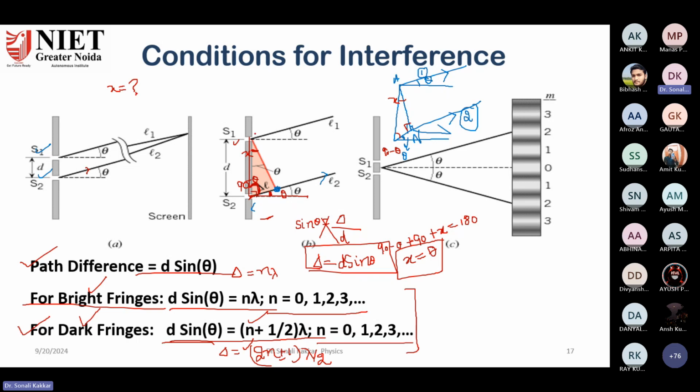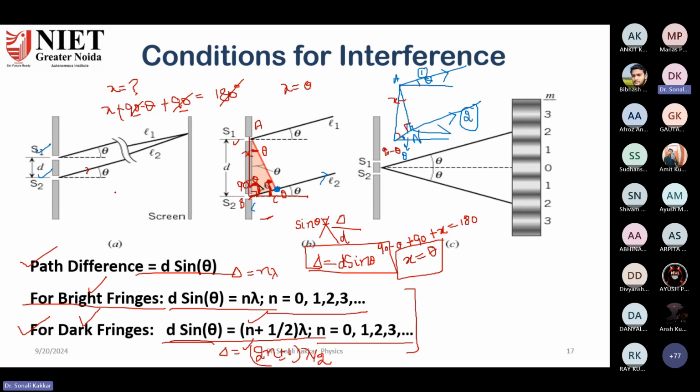We know in a triangle ABC, the sum of angles is 180 degrees. So x plus this angle, which is 90 minus theta, plus this, which is a right angle triangle, so this angle is 90 degrees, is equal to 180 degrees. 90 plus 90 will be 180, so this will be cancelled on both sides. Hence x is equal to theta. So this angle is theta.